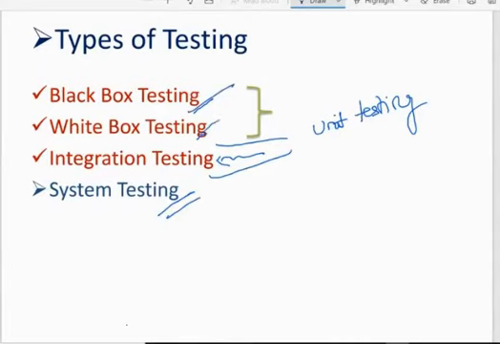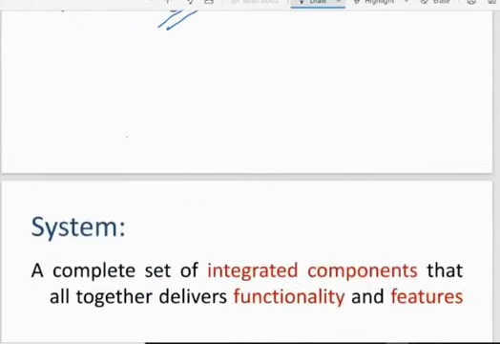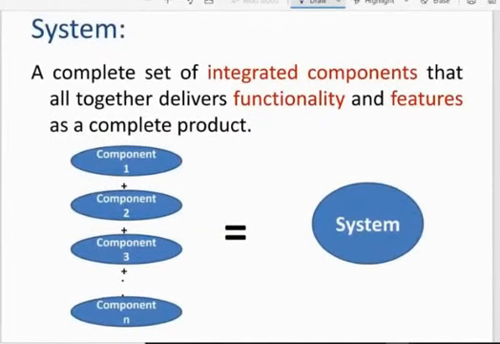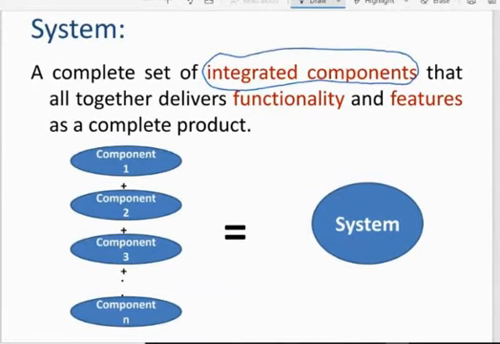We went for white box, we went for black box, or even we can go ahead with black box and white box, and then further we went for checking the interfaces. And now we have something which is called system testing, right? To start with, we have a system. This is a complete set of your integrated components that altogether derives the functionality and features as a complete product.